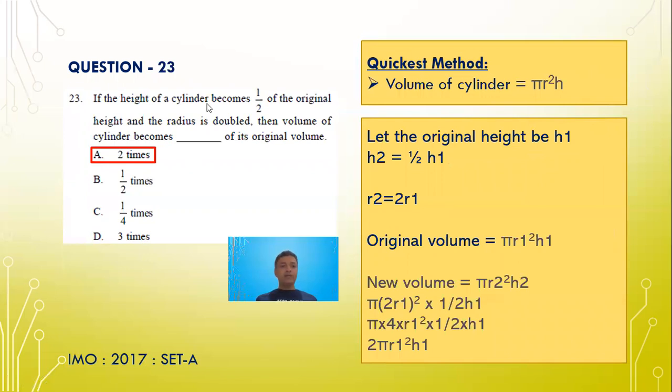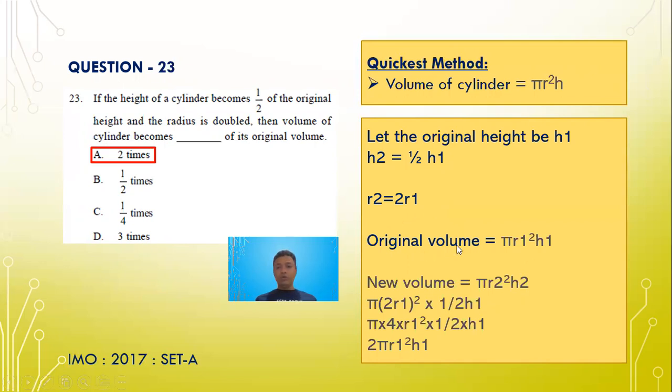Okay, if the height of a cylinder becomes half of the original height and radius is doubled, then volume of cylinder becomes dash of original volume. So again, what is the formula for volume of cylinder? Volume of cylinder is pi into r square into h. So let the first height be h1. The second height is half of the first height, so h2 is half of h1. Similarly, the second radius will be 2 times the first radius, so r2 is 2 times r1.